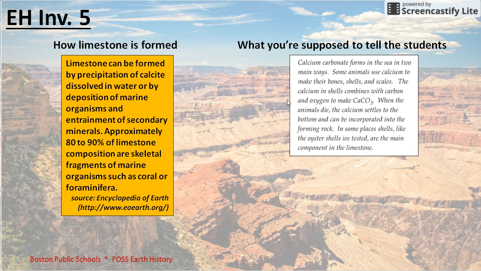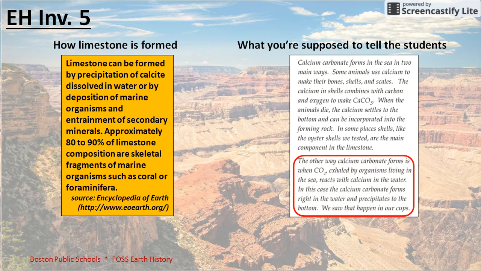In the teacher's guide, there's a script you're supposed to read to the students when you're debriefing the lab that they just completed. And as you can see here, I won't read it word for word, but it basically states that some animals use calcium for their shells and bones and so on, and that those materials can get incorporated into the forming rocks, and that is the source of the calcite that's in the limestone. So far, so good. Where I have a problem is this second part, where you're asked to tell the students the following, and I'll read it.